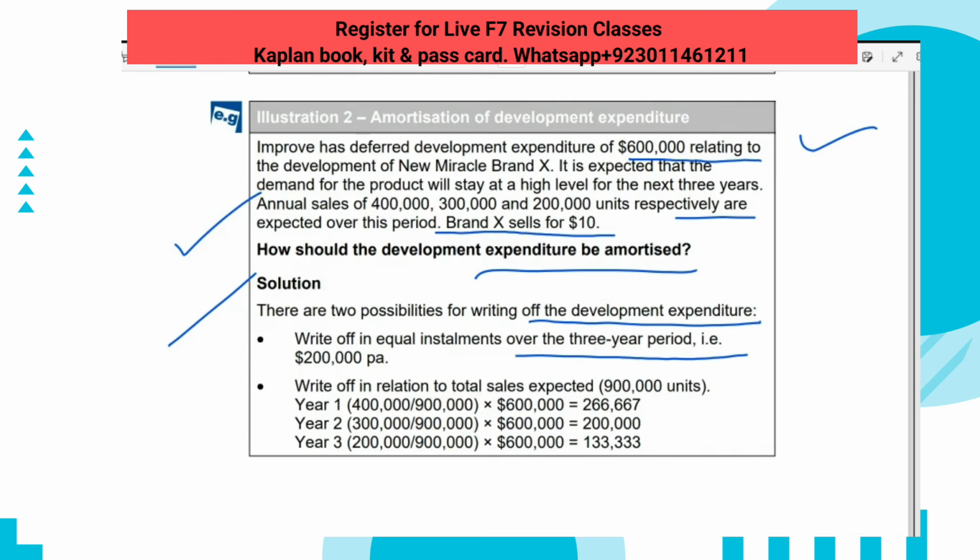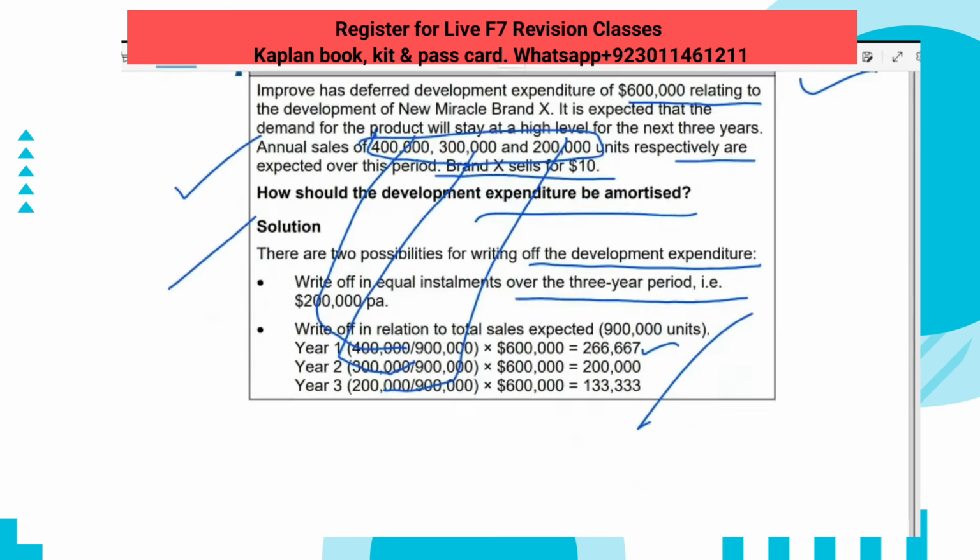So write off an equal installment over the 3 year period, for example 200,000 every year. So like 600,000 you spend, 200,000 you expense out per annum. The other way, you can write off in relation to the sales expected, 900,000 units. So this is 900,000, 400,000 plus 300,000 plus 200,000, the total units. So they will divide the 400,000 sales for first year over 900,000. This much will be amortized by this method.